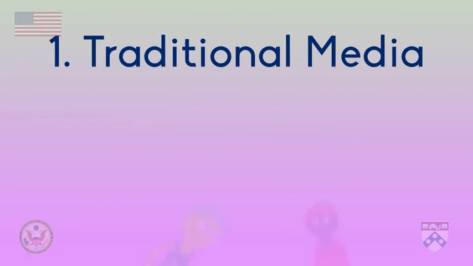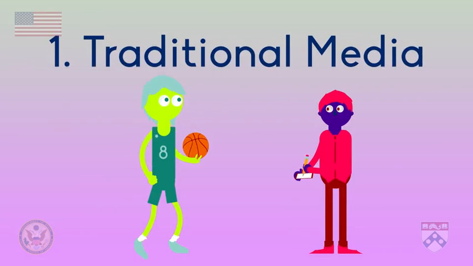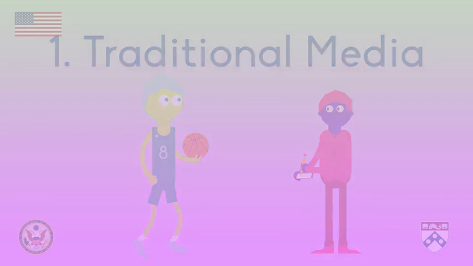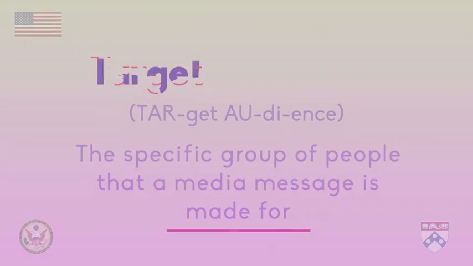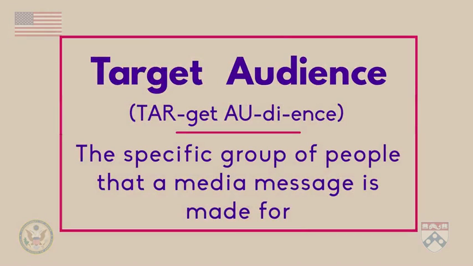Let's start with the beginning stages of creating a traditional media message. First, reporters or writers working for a media company try to find a story that will be interesting for their target audience. Target audience is similar to a term we learned in the unit on advertising. It means the specific group of people that a media message is made for.